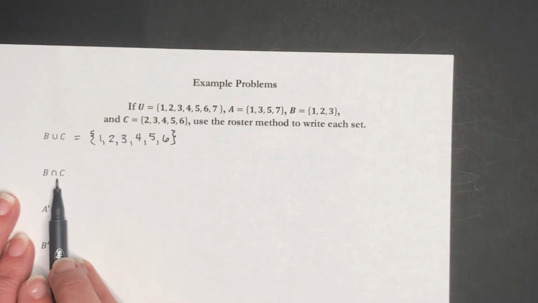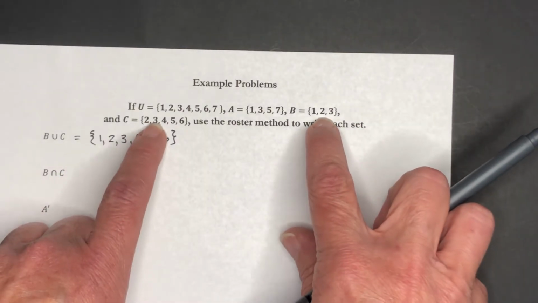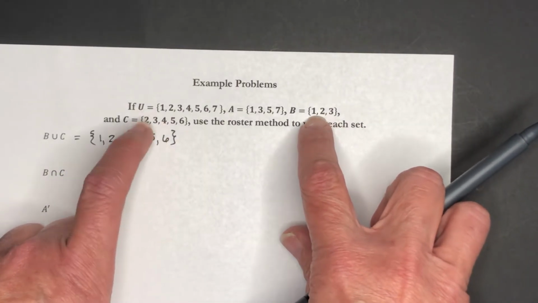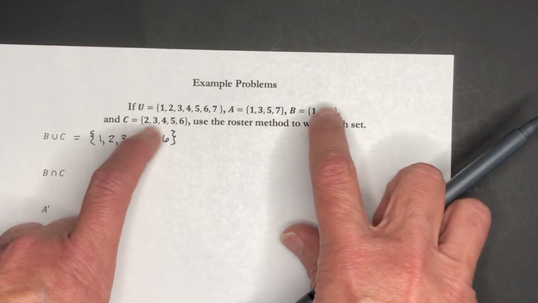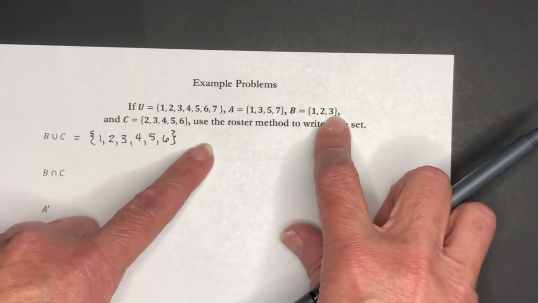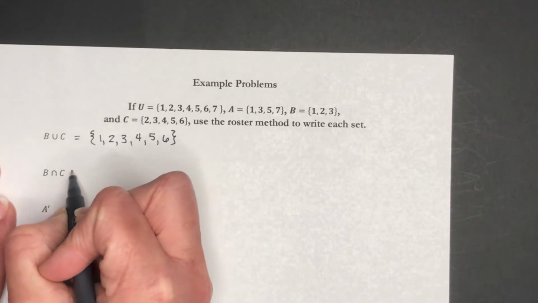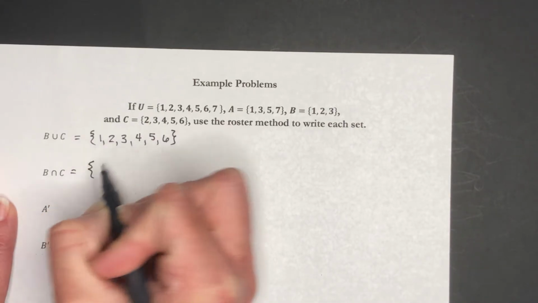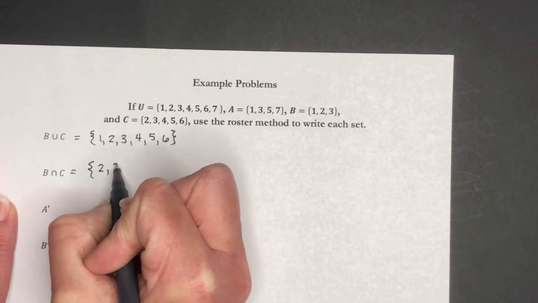All right, let's look at B intersected with C. And that's just asking, well, what do they have in common? This has a 1, but it's not here. They have a 2 in common, a 3 in common, and that's it. So the intersection would be just 2, 3.